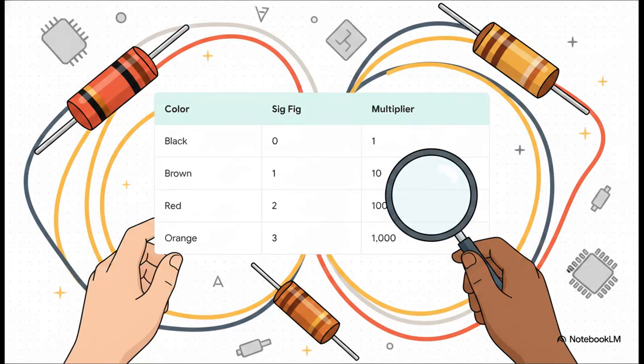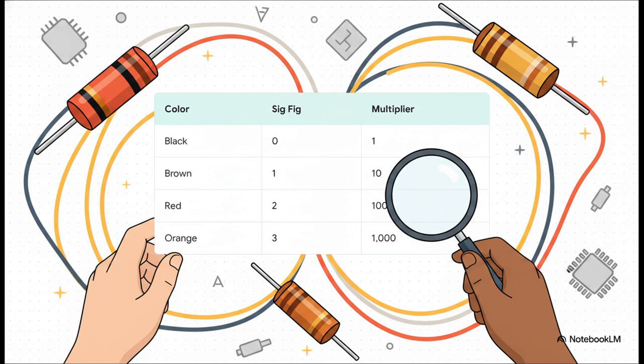So, how does the code work? It's actually pretty simple. In a common 4-band resistor, the first 2 bands represent significant figures. Black is 0, brown is 1, red is 2, orange is 3, and so on. The 3rd band? That's your decimal multiplier. Basically, how many zeros to tack on to the end. So a resistor with red, black, and orange bands translates to a 2, a 0, and then 3 more zeros. That's 20,000 ohms, or 20 kiloohms. The final band just tells you the tolerance. Ultimately, memorizing this simple color rainbow vastly improves the speed of your workflow.